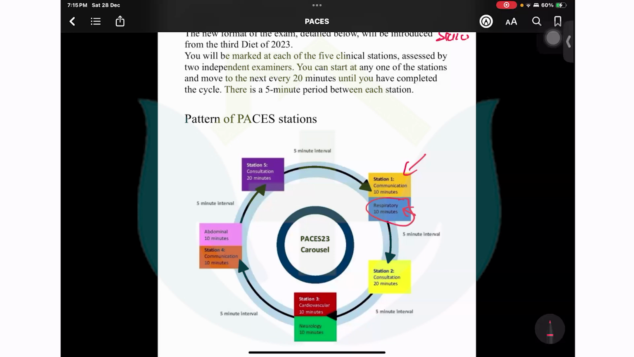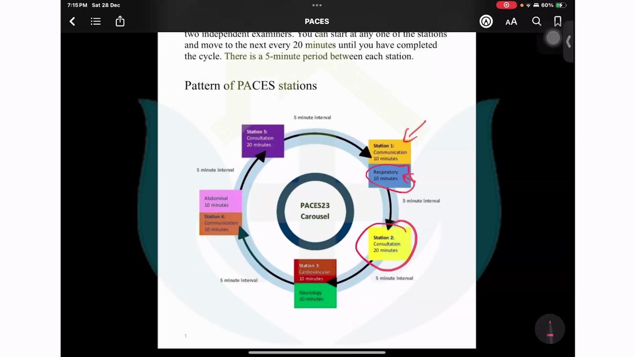So when I appeared in that exam, I was given 6 minutes. So within 6 minutes, you had to examine the whole patient, and the rest of the 4 minutes, they would ask you questions. Then it will be a consultation. That is a long consultation. They have now included two consultation stations, station 2 and station 5.